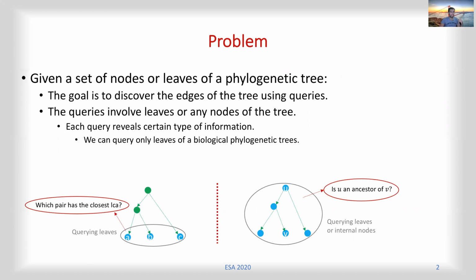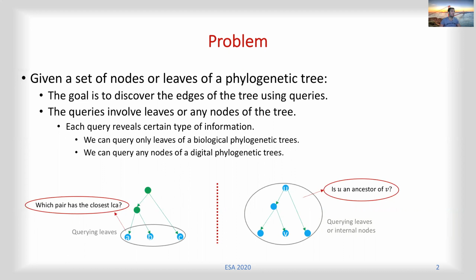Another thing to note is that we can query only leaves of biological phylogenetic trees because, apart from some exceptions, most of the previous species have been extinct, so we only have access to the leaves of the tree. On the other hand, we can query any nodes of digital phylogenetic trees, as these objects may have been archived.